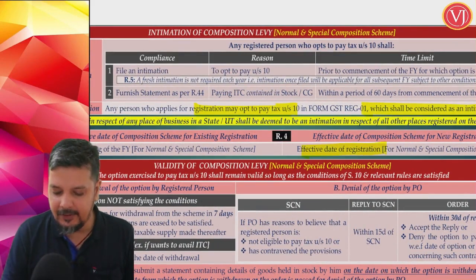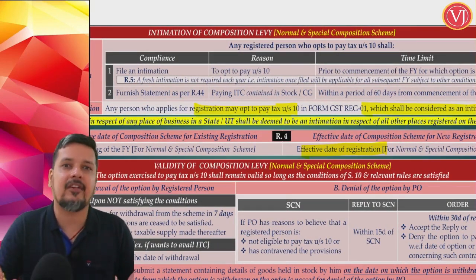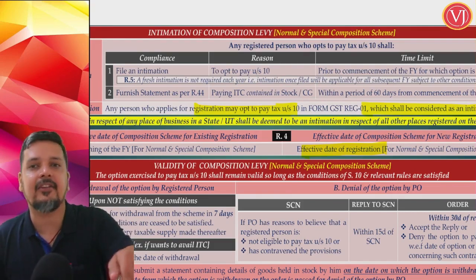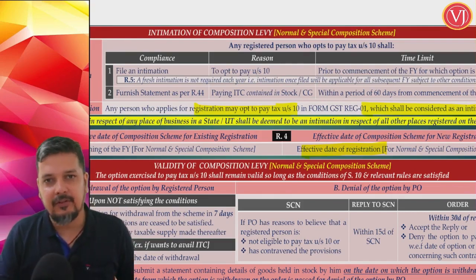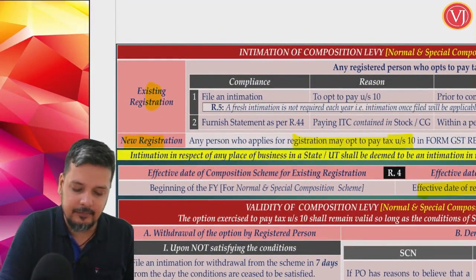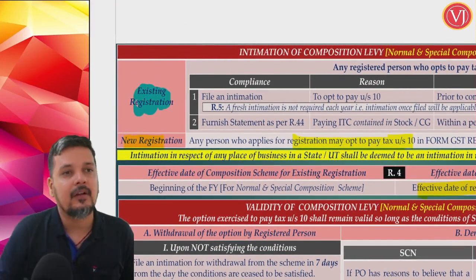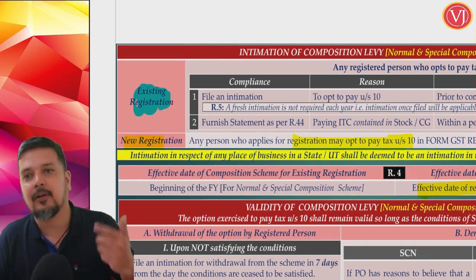Effective date will be the effective date of registration, which can be in between the year. You're applying for registration randomly in the month of September. In September, when you're filing registration form REG 01, you select composition scheme. But if you're already registered and shifting from composition scheme to regular scheme, you cannot come inside composition scheme at any point of time.